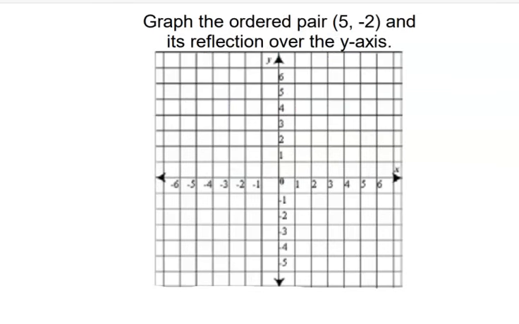Graph the ordered pair (5, -2). So the 5 is going to go across the x-axis, okay, and the -2 is going to go on the y-axis. Okay, up and down this direction. All right, so let's go ahead and graph it. Let's do that real quick.